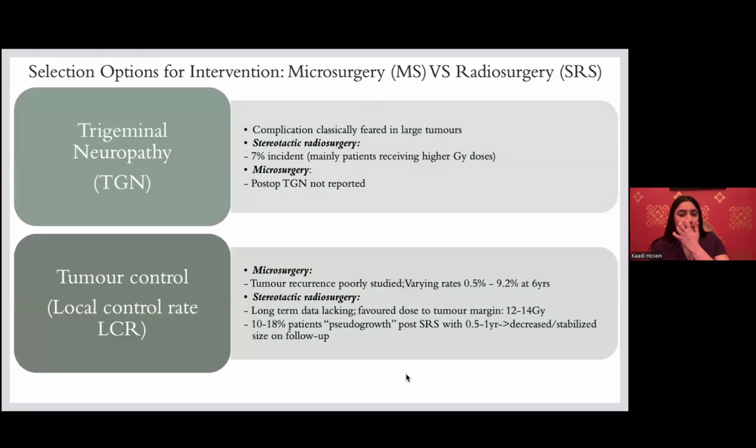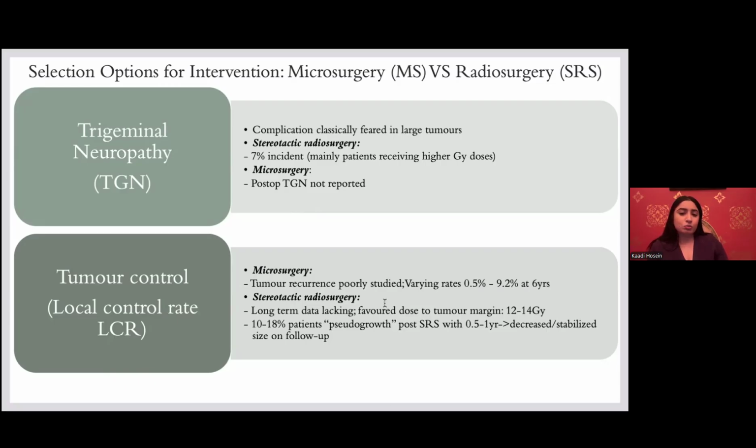In terms of trigeminal neuropathy, this is a complication classically feared in large tumors, especially following SRS. And in SRS, a 7% incidence is seen, mainly in patients receiving higher dose levels. No patients who received a dose of less than 13 grays developed this. For microsurgery, post-op trigeminal neuropathy is not reported in most series.